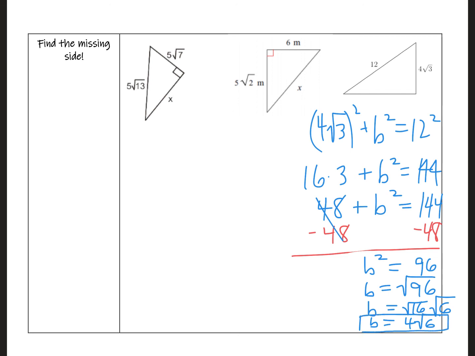And if you didn't get that, just sort of check the step above it. Maybe you got radical 96 and didn't simplify it, or maybe you first took a 4 out of 96, which was 4 times 24, and then didn't simplify it further after that. So hopefully you can get your way down to 4 radical 6 for the missing leg for this side. And that's it for the Pythagorean theorem notes.